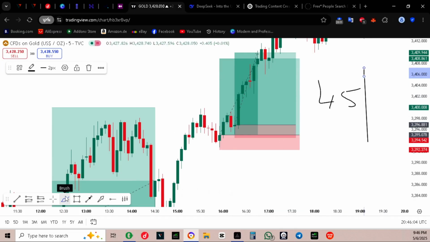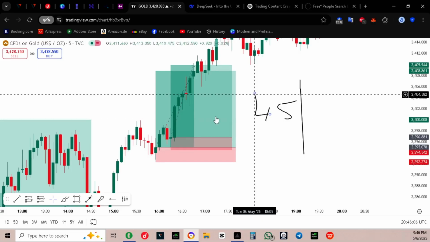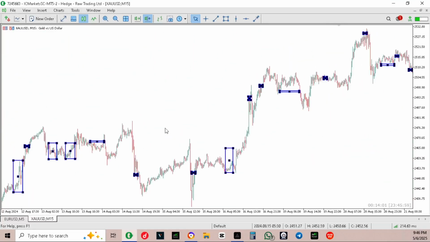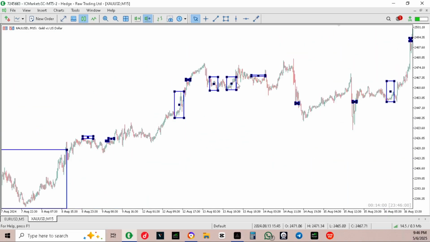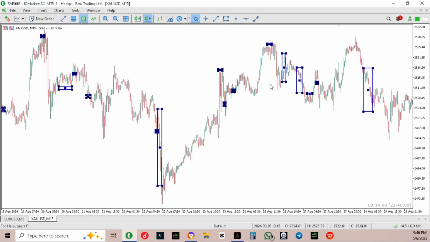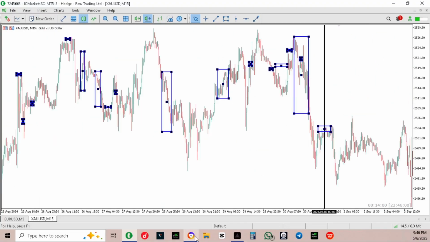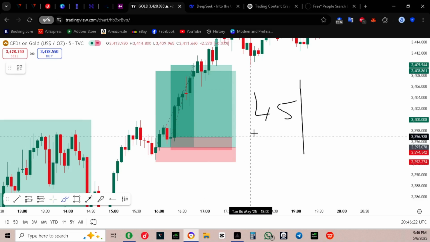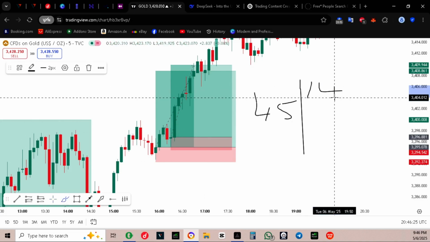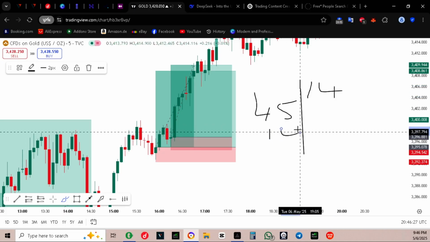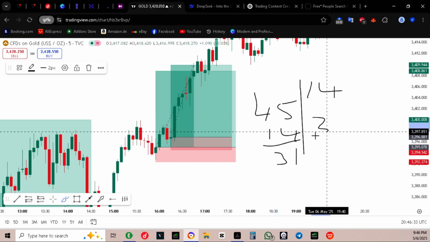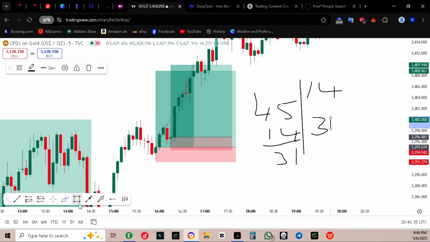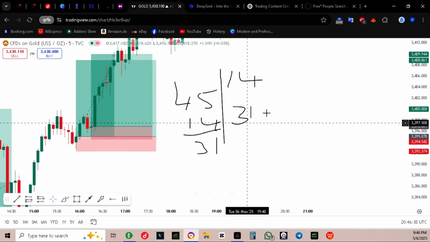In these 45 trades, how many winning trades do we have? What we have here is 1, 2, 3, up to 14. We have 14 winning trades here. If you do the math, if you take 14 away from 45, you are going to have 31. That means you have 31 trades on a loss.